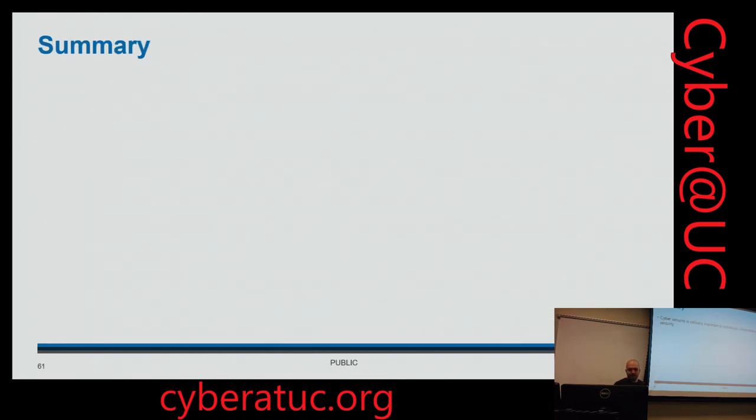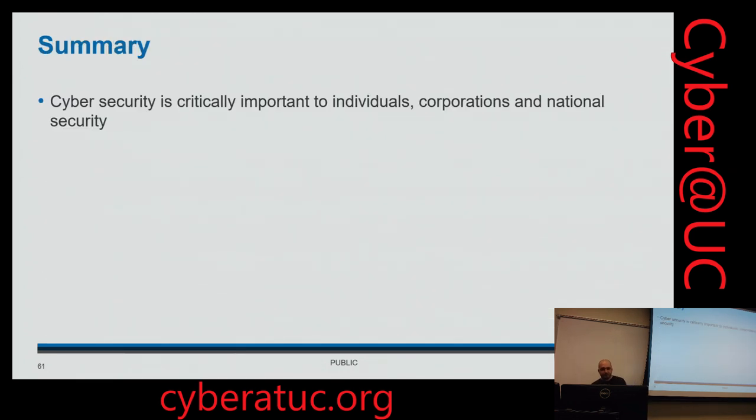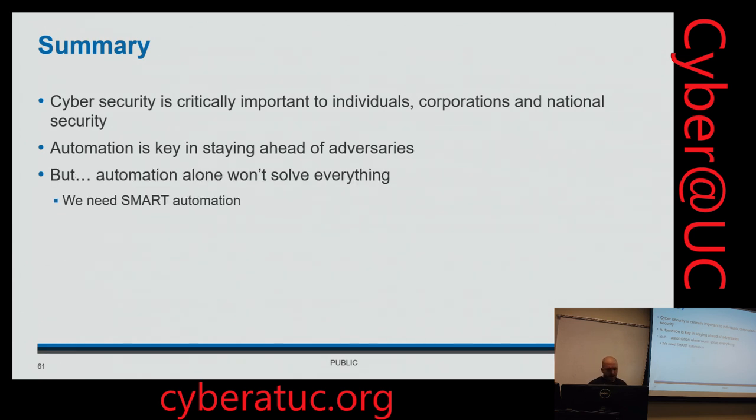So in summary, cybersecurity is critically important to individuals, corporations, and national security. I hope you guys are realizing that at this point. Also, automation is key to staying ahead of adversaries. We're going to need to do it in order to stay ahead. But automation alone won't solve everything. We need smart automation. We can spin up as many blind fuzzer instances as we can, but it'll be a lot more effective if we can use effective tools to narrow down our search space, like AFL Unicorn.